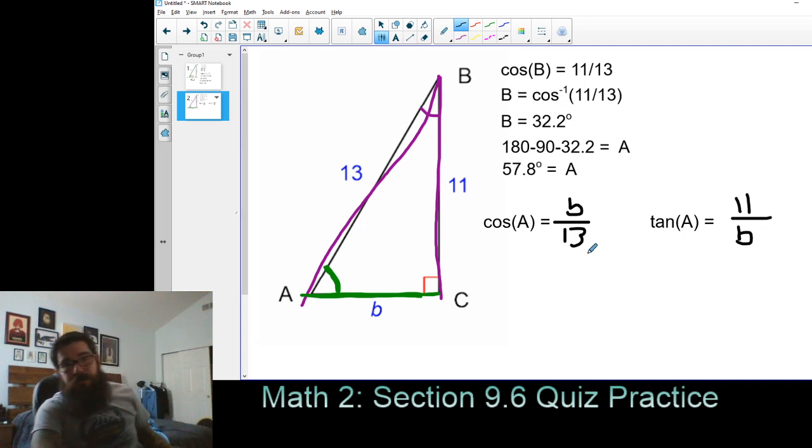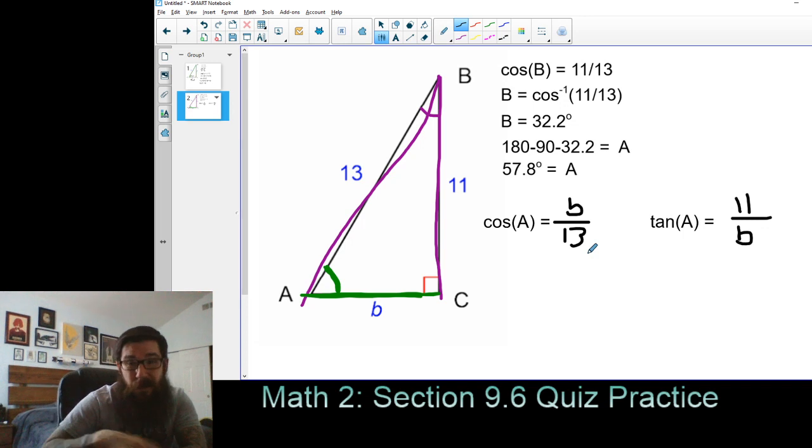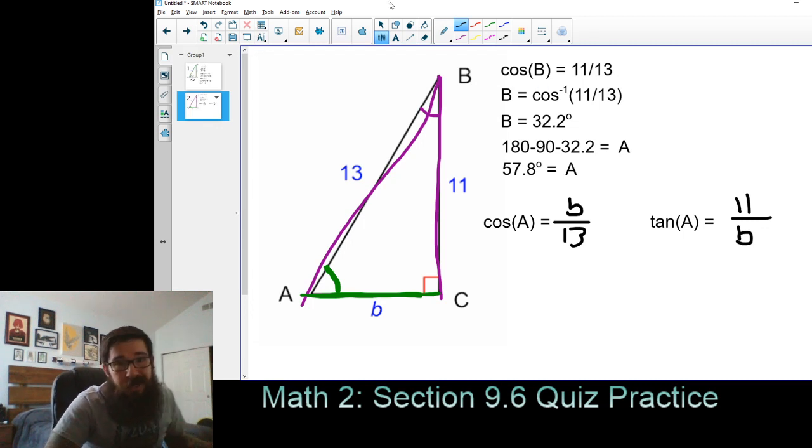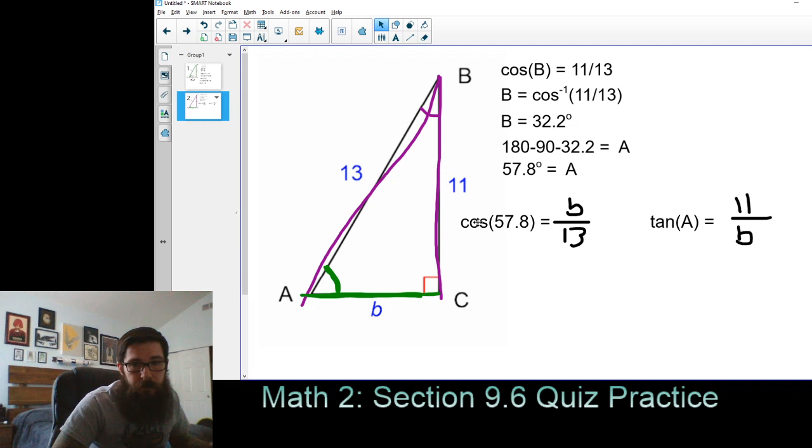So let's analyze what we have to do in both of these. Again, either method would work. But what are we going to have to do to solve for side B? I already know angle A is 57.8, so I'm going to go ahead and put that in. I should have done that, because there should only be one unknown here.